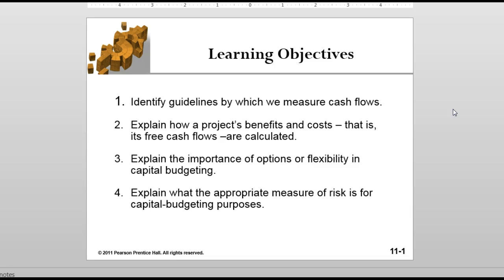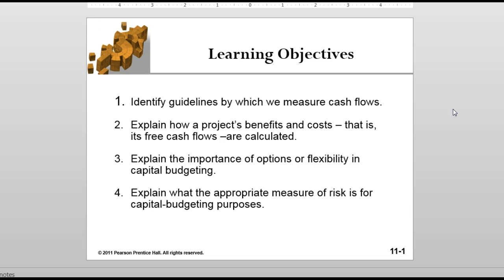This is what I would say maybe the most important chapter in this particular semester because of the background knowledge and the decision-making knowledge it gives you. So this is what we're going to look at throughout this particular video.